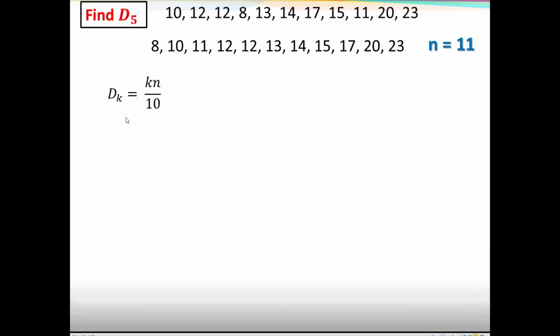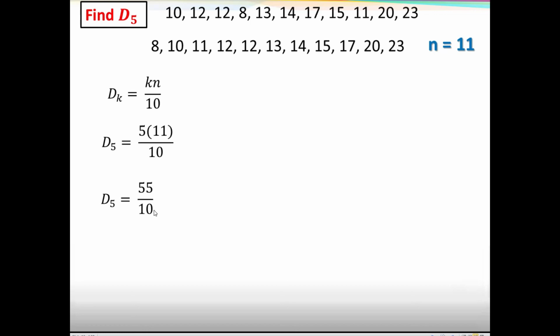We need to use the formula D sub k equals k times n over 10. In this example, k will now be replaced by 5 because we are looking for D sub 5. N will be replaced by 11. Substituting these numbers, we have D sub 5 equals 5 times 11 over 10. Multiply 5 by 11. 5 times 11 equals 55. So we have D sub 5 equals 55 over 10.